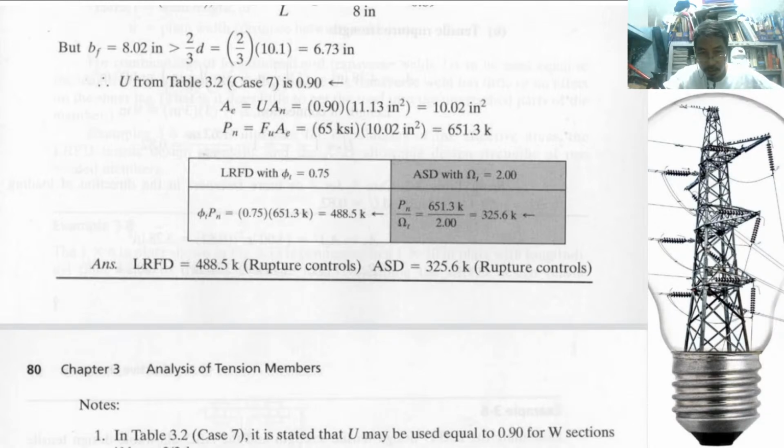Okay, any question? You can do the same thing on ASD, but rather than multiplying, you have to divide. So if you divide, the same condition must result, meaning the rupture should control.